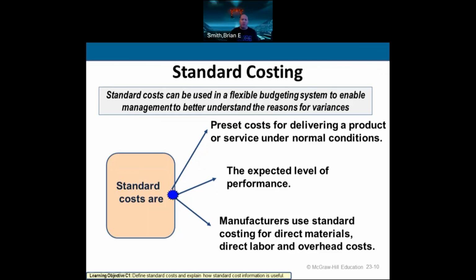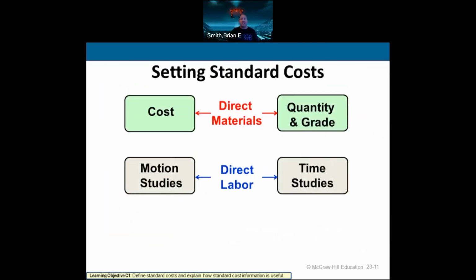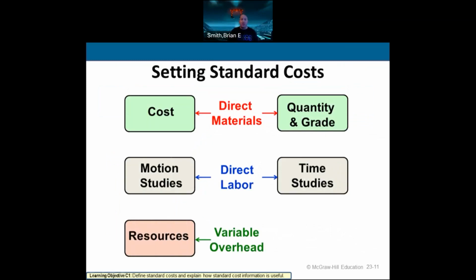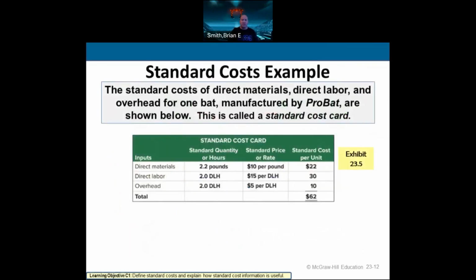We use it for direct materials, direct labor, and overhead costs, and those are our standard costs. So as we set standards, we're going to look at our direct materials, direct labor, and our variable overhead. And these are the areas we're going to be looking at: cost and quantity, motion and time, and resources for overhead. So here's our standard cost example. We have our direct materials, direct labor, and our overhead. The standard quantity for each unit to produce is 2.2 pounds. And then our standard price is $10 per pound for a total direct materials cost of $22 per unit.